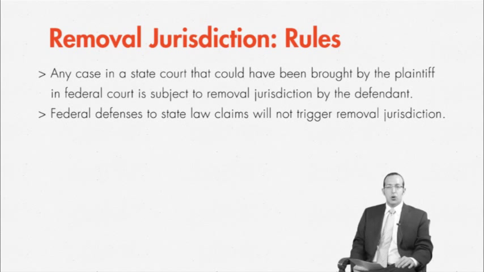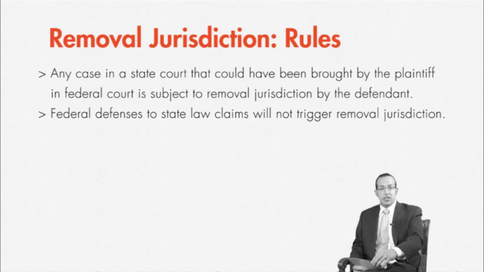Any case in a state court that could have been brought by the plaintiff in federal court is subject to removal jurisdiction by the defendant. That means that the defendant has the right to pull the case out of state court and bring it into federal court. But note that removal jurisdiction exists only if the plaintiff could have brought it originally in federal court.